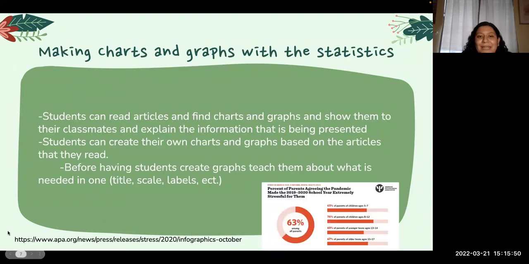Another idea is making charts and graphs with statistics. So students can either read the articles and find the charts and graphs from there, and then take the graphs and present them to their classmates and show, for example, this graph tells us 60% of all parents think this. So that means that 60 out of 100 people think this. So having them explain it to their classmates or their partners in the class, or we can have students create their own graphs based on the information they read, but making it a lesson out of it, whether it's teaching them how a graph has to include titles, scale, and labels, and whatever else is needed.